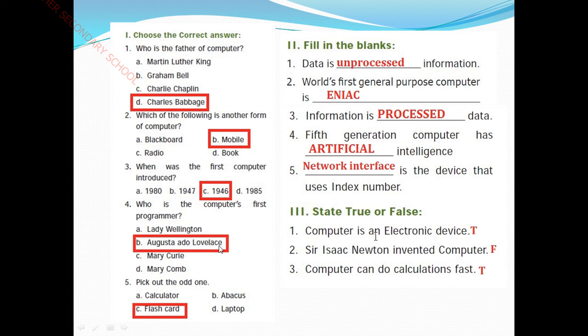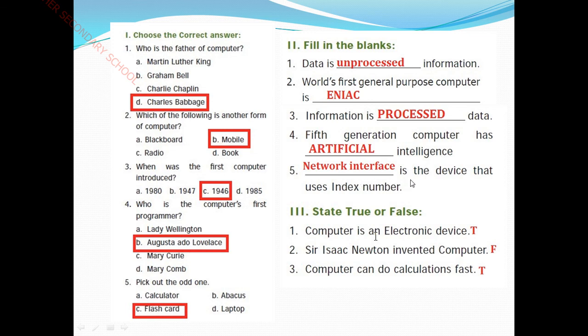Who is the computer's first programmer? Augusta Ada Lovelace. Pick out the odd one: calculator, abacus and laptop. Which is the odd one? Flashcard. Data is the unprocessed information, because I told you data is raw facts that have to be processed by the CPU. World's first general purpose computer is ENIAC: Electronic Numerical Integrator and Computer. Information is processed data. Once data is processed by the CPU, it is called information. Fifth generation computer has artificial intelligence.